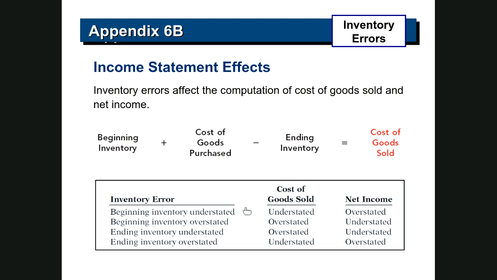Let's put some numbers on here. We have beginning inventory plus purchases, the cost of purchases, minus ending inventory equals cost of goods sold. Sales minus cost of goods sold equals net income. So let's say the beginning inventory is 1,000. Purchases are 2,000. Ending inventory is 1,500. How much is the cost of goods sold? 1,500. Let's say I sell it for 5,000. How much is my net income?